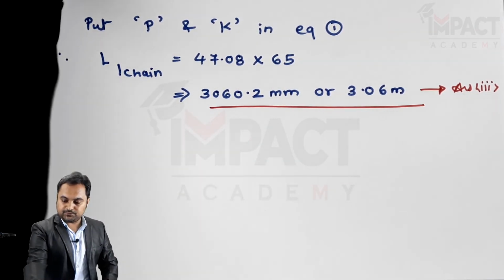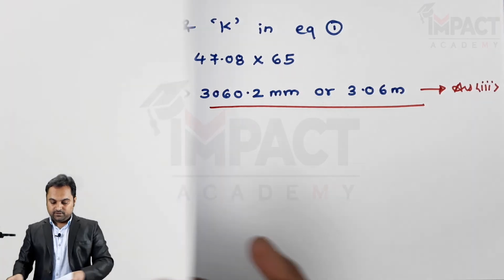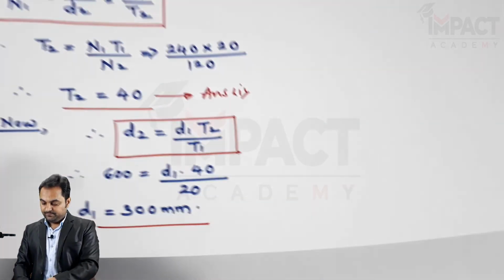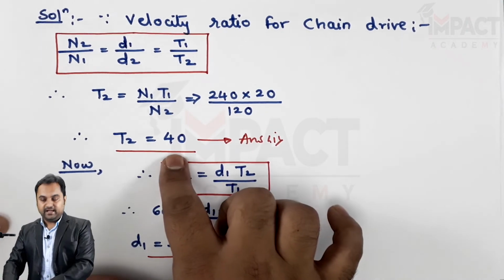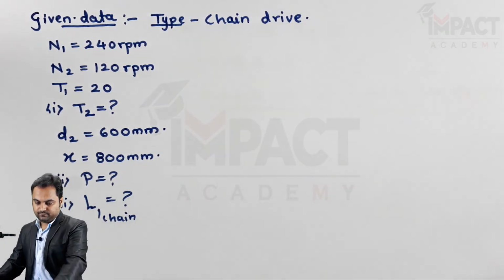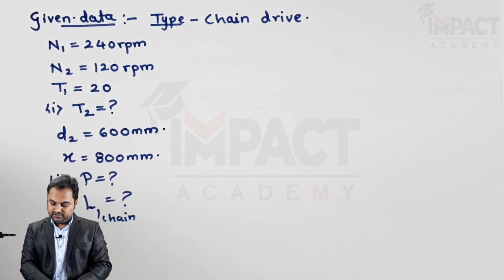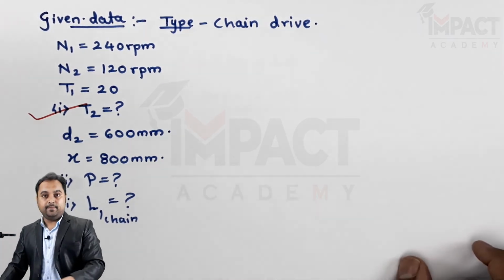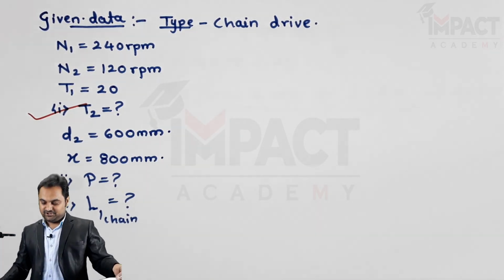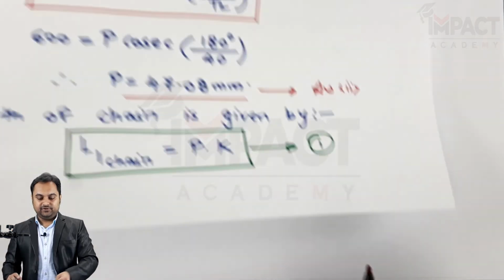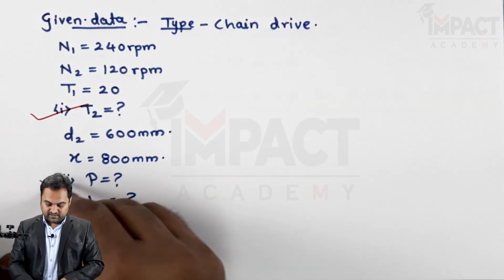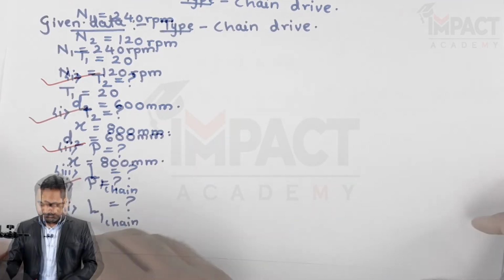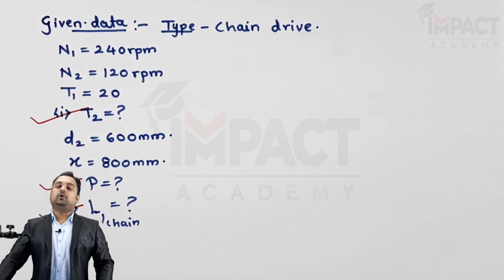Now when we look into this problem, the questions were to find T2, the number of teeth on the driven sprocket, and it came out to be 40. The number of teeth is just 40 because it is a number, it won't be in terms of mm. Then pitch is 47.08 mm. And finally the length of chain came out to be 3.06 meter. And with that, the problem gets completed.